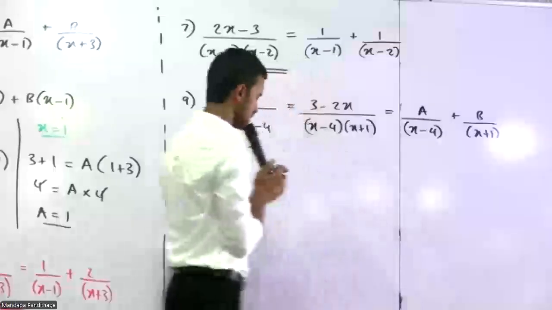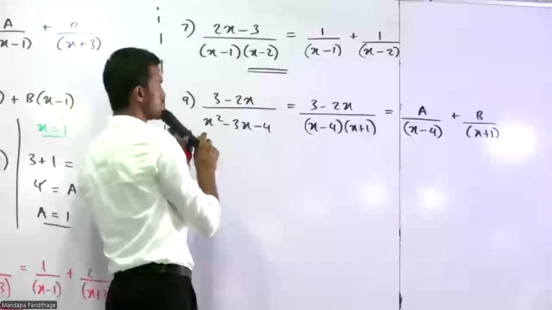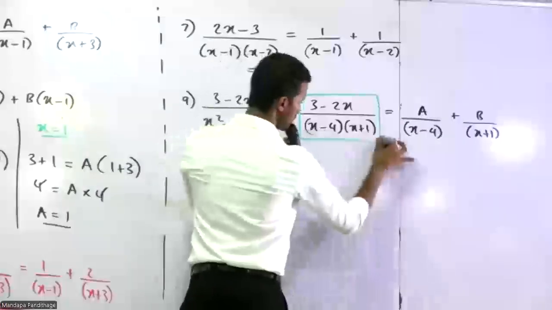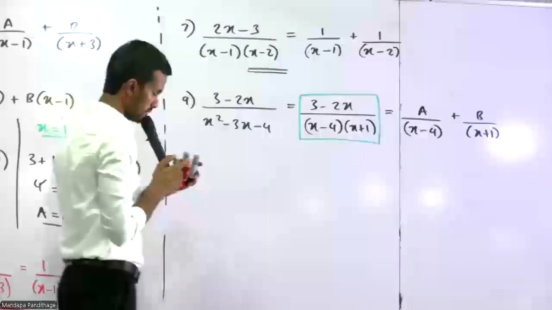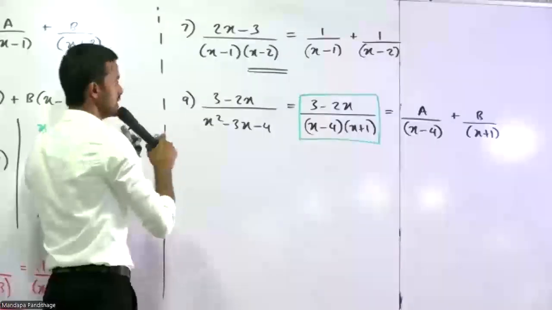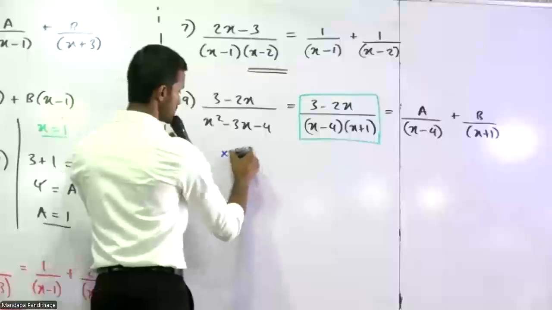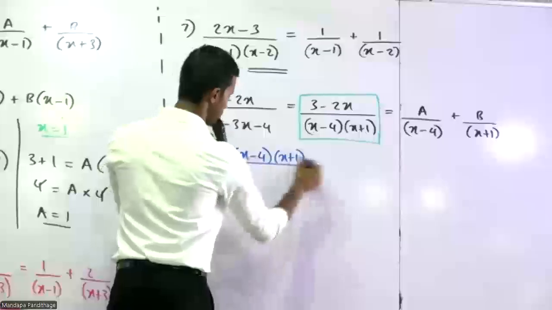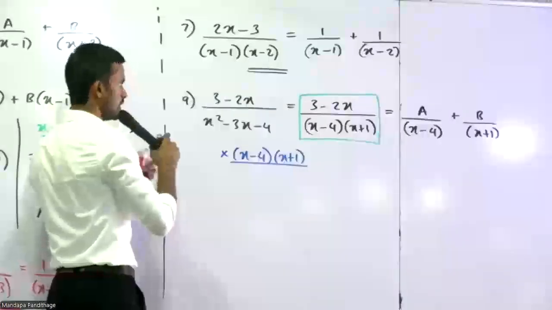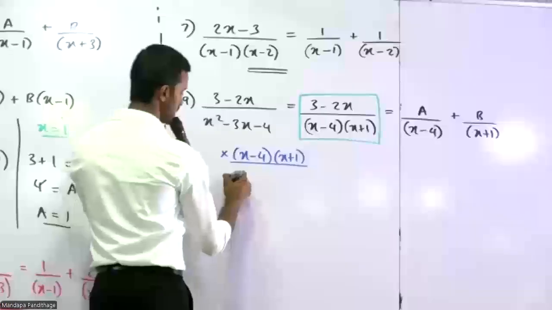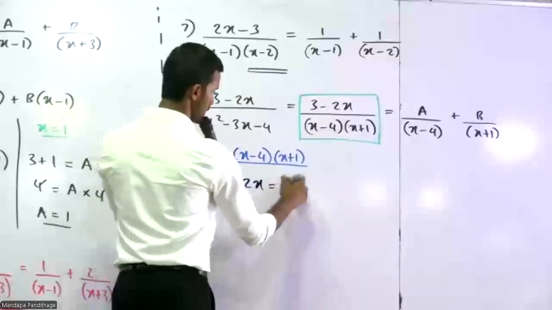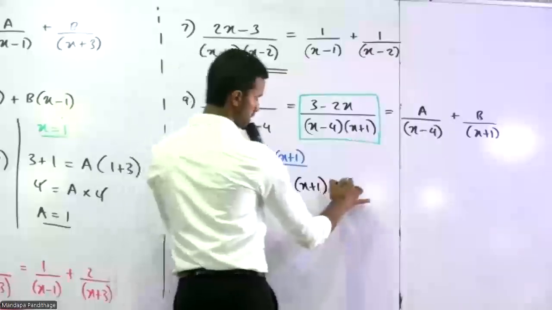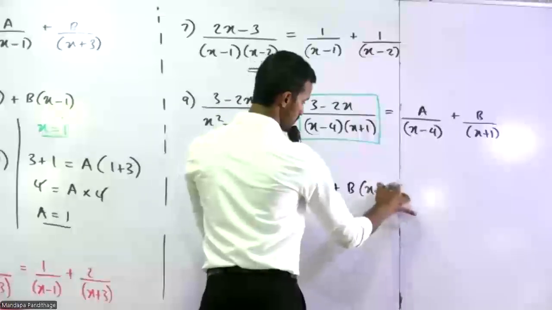Okay, so here now I'll be working entirely with this one. This one is done. After factorizing, we got this one, so I'll be working with this. When you multiply by x minus 4 and x plus 1, I get 3 minus 2x is equal to a times x minus 4 cancel off its x plus 1, and x plus 1 cancel off its x minus 4.